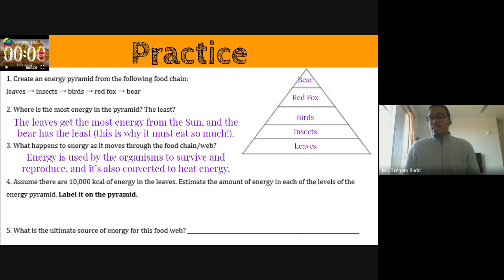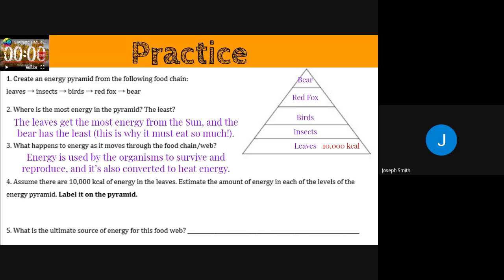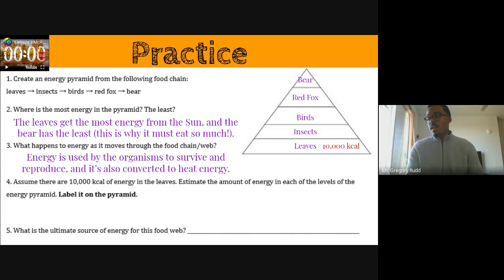The next prompt tells us to assume there are 10,000 kilocalories of energy in the leaves. Estimate the amount of energy in each of the levels of the energy pyramid and label it on the pyramid. All right, so we start off with 10,000 kcals in the leaves. How many kcals should the insects have? It should go down. 1,000. Good, Joseph. We should have 1,000 here. We're dividing by 10 every time. So what comes next?